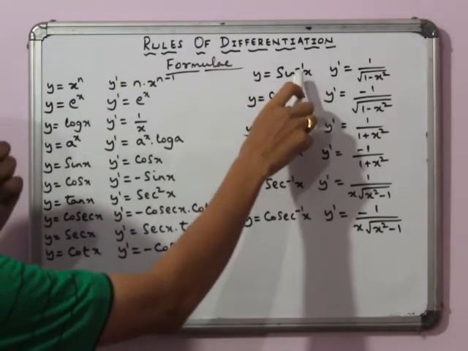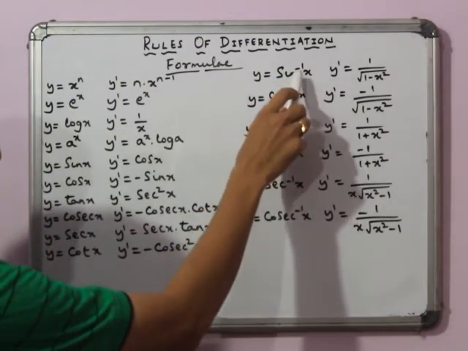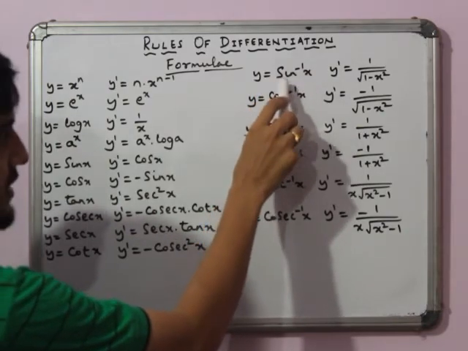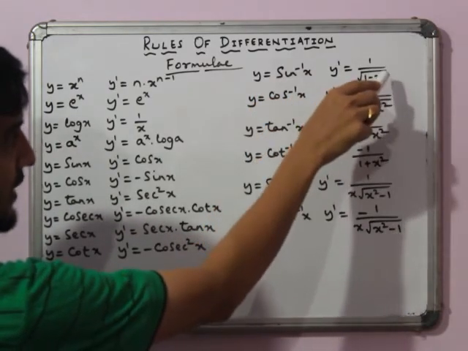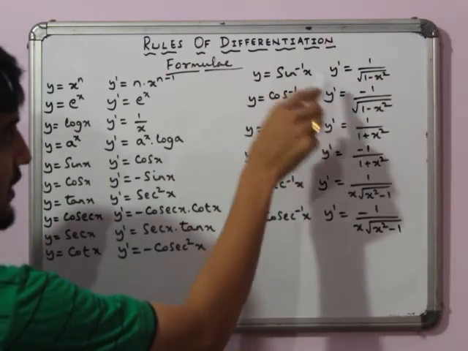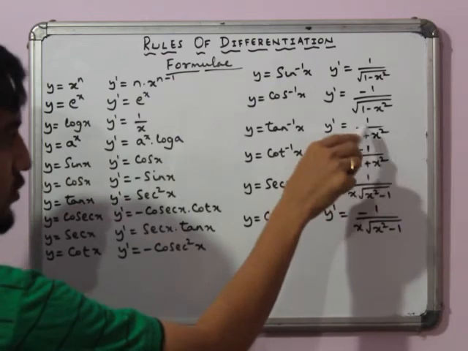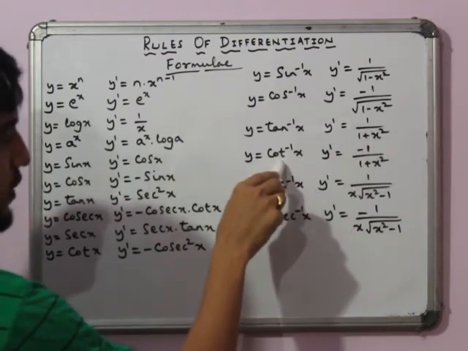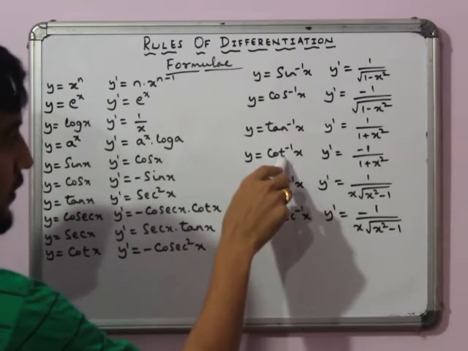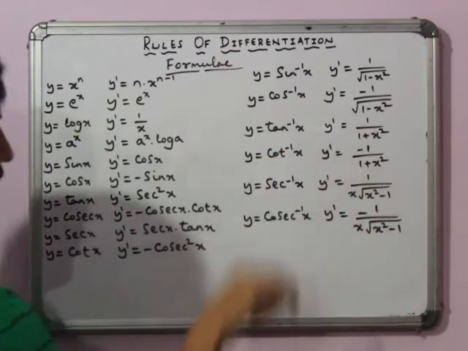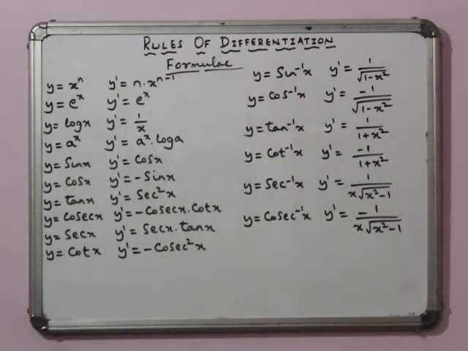Here I have written sin inverse x and then cos inverse x. The co-function of sin inverse x is cos inverse x. So here the derivative of sin inverse x is 1 by root of 1 minus x square. Its co-function will have a minus. Tan inverse x is 1 by 1 plus x square. Its co-function is cot, that is cotangent. So this co-function has a minus. The derivative is the same, just add a minus to that, and you will get the derivative of cot inverse x.